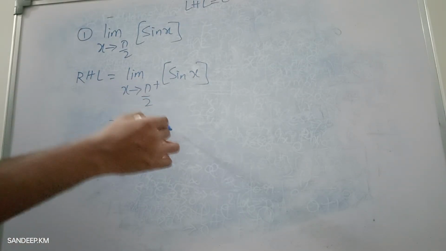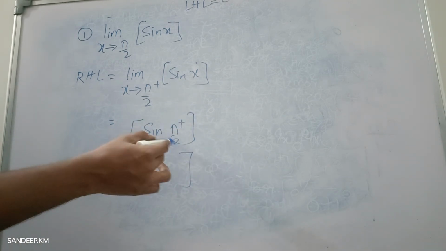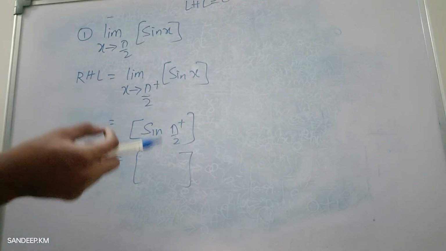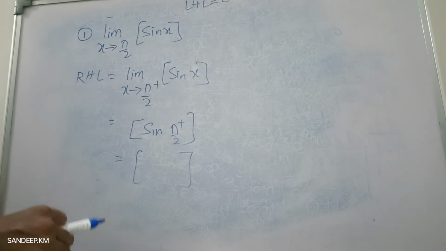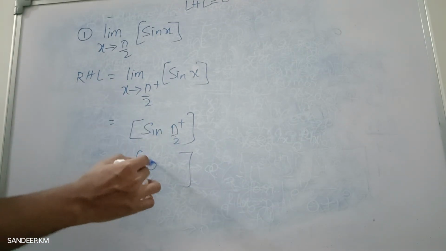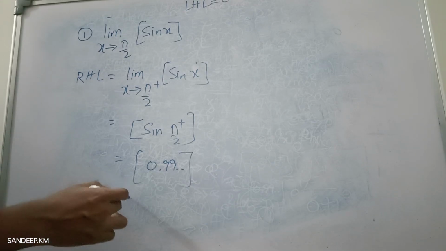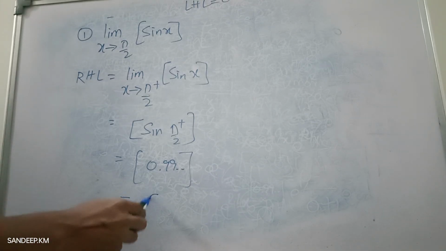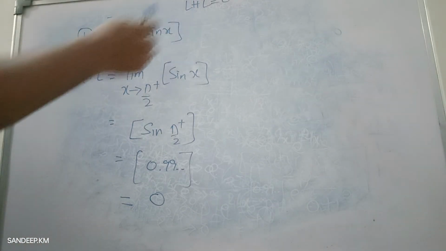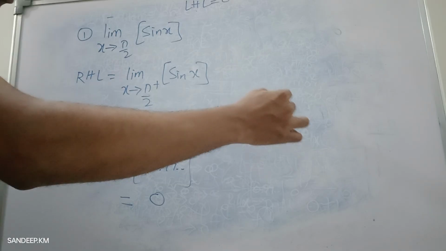So sin of, instead of x, we will take pi by 2 plus. We know that sin 90 is 1, but sin of 90 plus something means sin of 90.000 and so on. Sin 90 is 1, but sin of 90 point something will be 0.99 and so on. Again, step of 0.99 and so on will be 0. So RHL is also 0. We got LHL as 0, we got RHL as also 0. So LHL is equal to RHL, both are equal to 0.